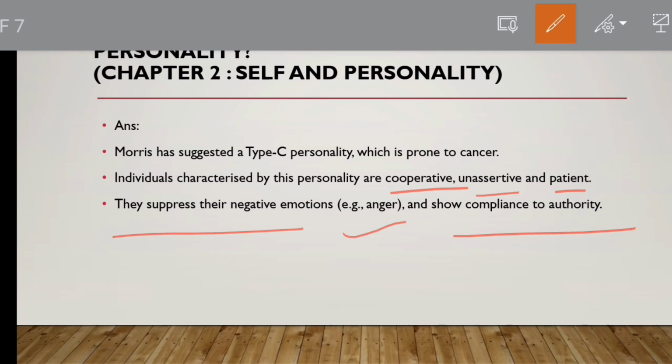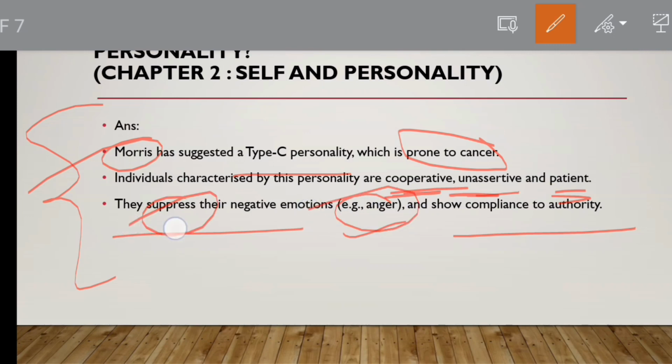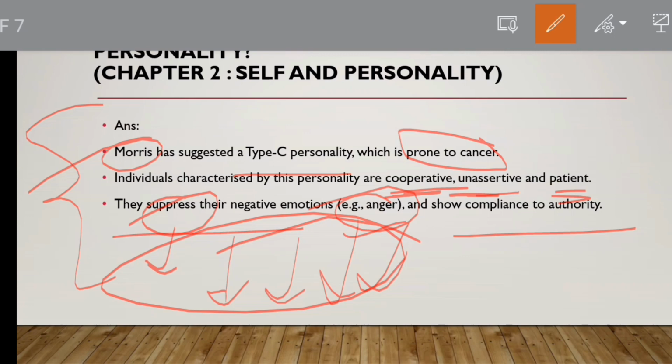So whenever we are talking about certain personalities, now we are talking about type C personality. It was propounded by Morris. It has suggested a type C personality which is prone to cancer. Individuals characterized by this personality are cooperative, unassertive, and patient, and they suppress their negative emotions. Suppress means to reduce. They suppress their negative emotions. Negative means anger; positive means when we are happy, joyful, amused. Negative emotions means when we are angry, when we are sad, when we are aggressive, and show compliance to authority.